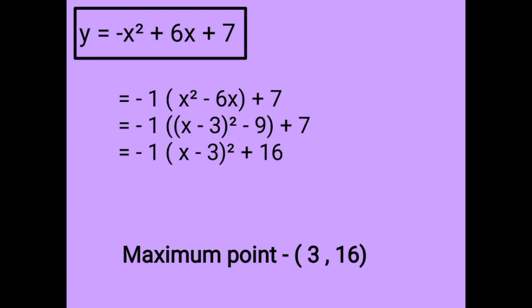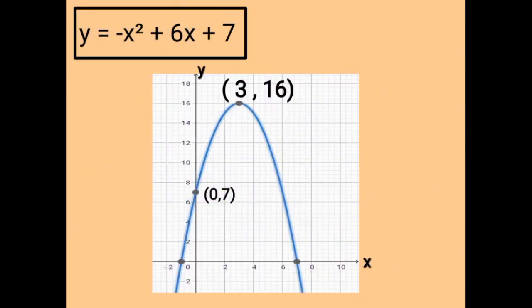Completing the square of minus x squared plus 6x plus 7 gives us minus 1 (x minus 3) squared plus 16. So the coordinates of the maximum point are (3, 16). This is the graph of y equals minus x squared plus 6x plus 7.